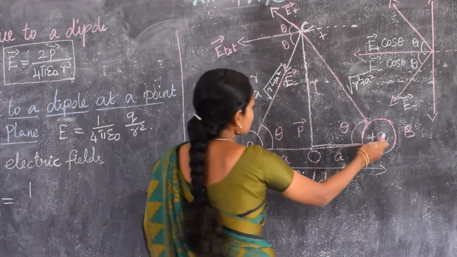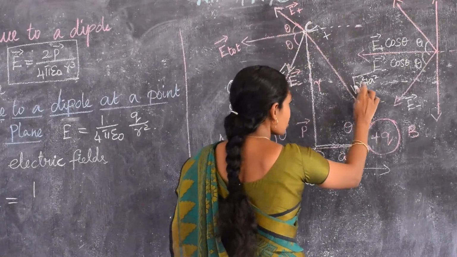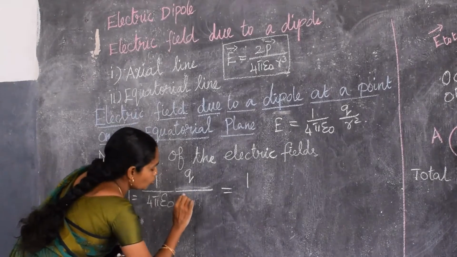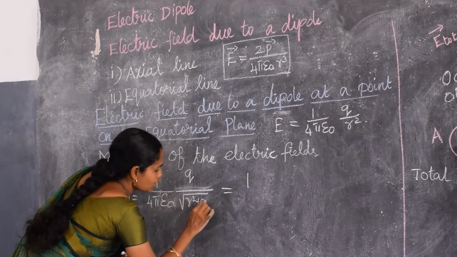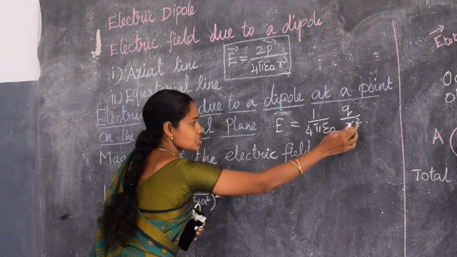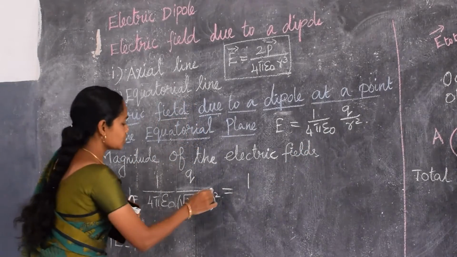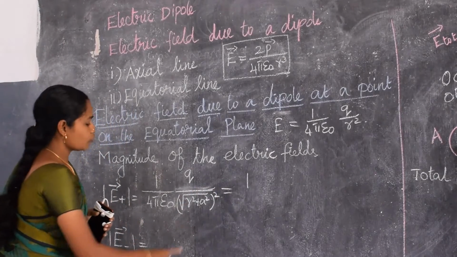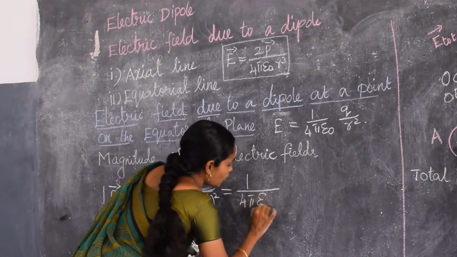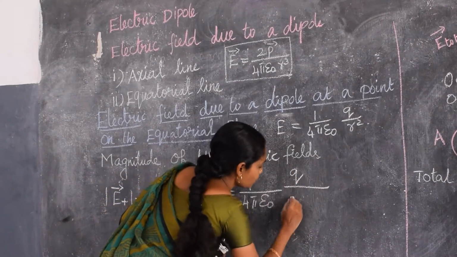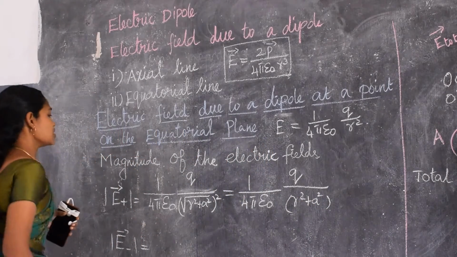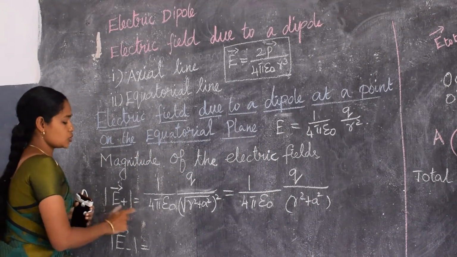So what is the distance between B and C? Root over r squared plus a squared. Here I put root over r squared plus a squared, the whole squared. Why? Because it is the square of the distance, isn't it? So I put the square here. If you make the square of this, it will be 1 by 4 pi epsilon naught q divided by r squared plus a squared. So this is the magnitude of the electric field due to the positive charge.